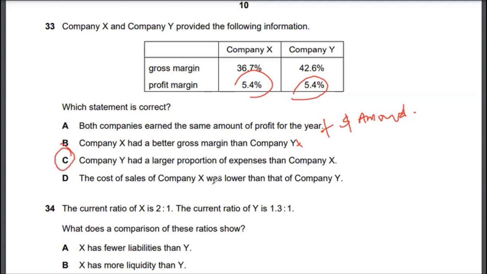The cost of sales of company X was lower than, no. If company X has a lower cost of sales, then that means it should have a higher GP margin. So option C is the correct answer for multiple choice 33.